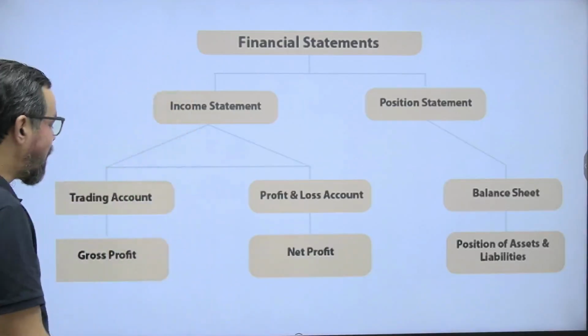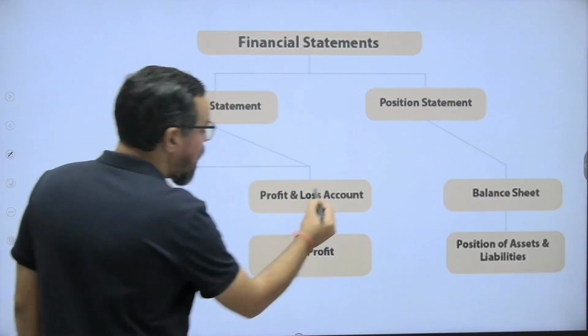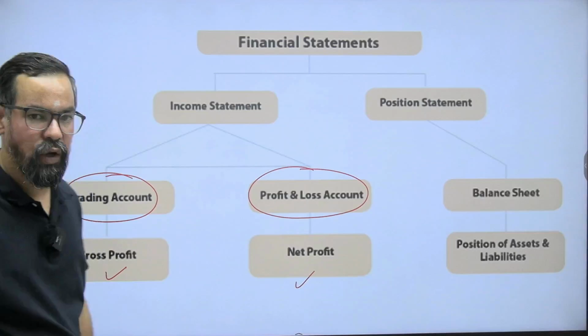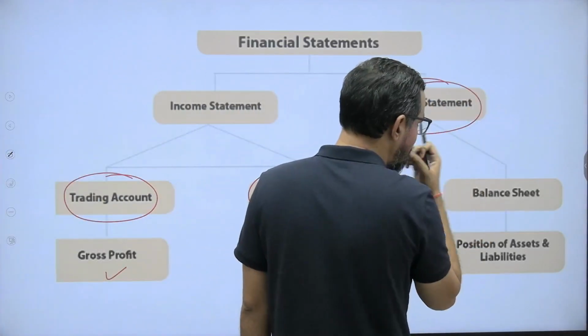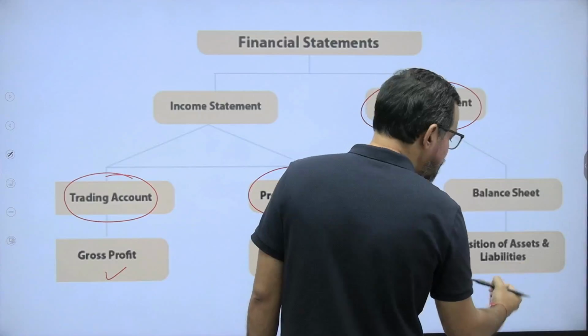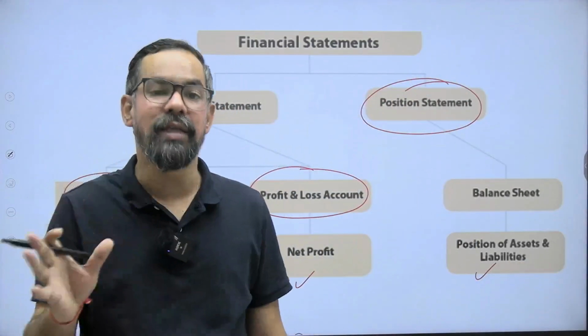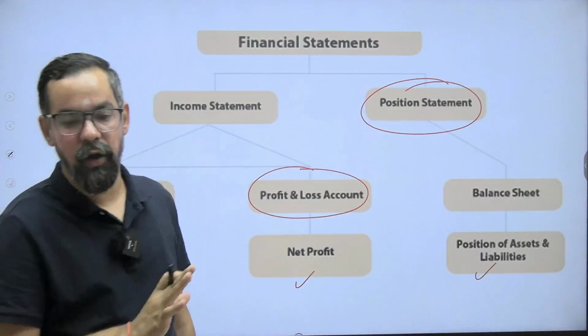Okay? So income statement: trading account, gross profit or loss. And when it comes to the profit and loss account, it is net profit or loss, right? Position statement or balance sheet: assets equal liabilities plus owner's equity, which includes assets, liabilities, and the risk capital, that is the owner's equity, which is generally part of this.